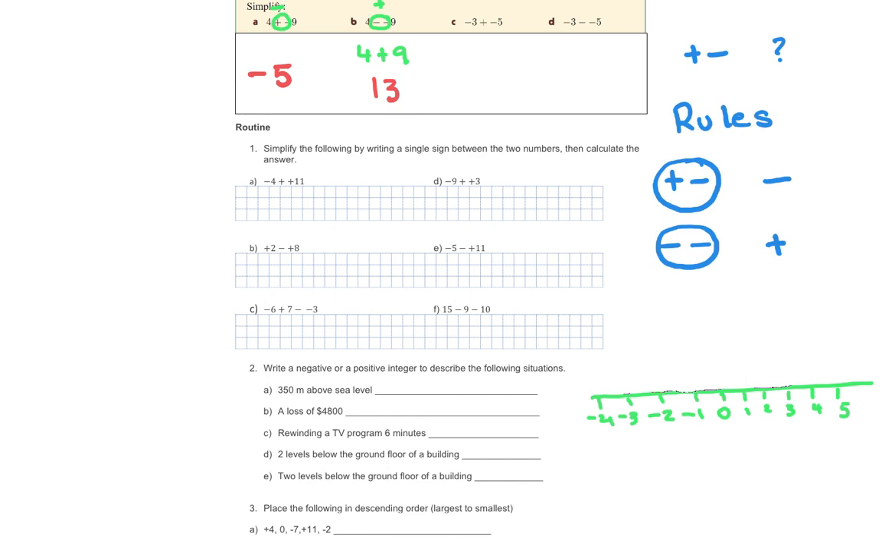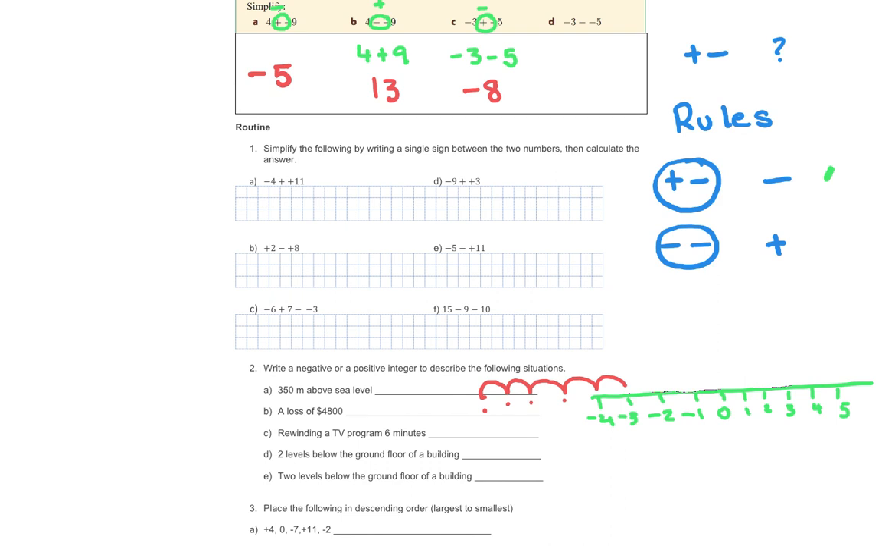Now the next one is -3 plus -5. So again, the plus and the minus are confusing. So I'm going to follow this rule. And that becomes -3 minus 5. Now I might need my number line here, starting at -3, moving 5 spots, and I end up at -8.